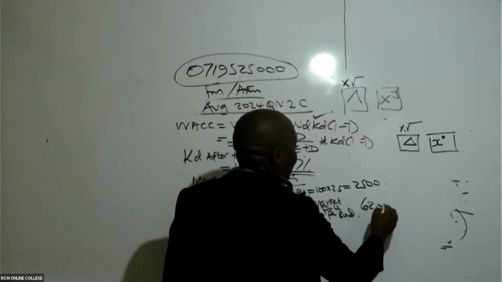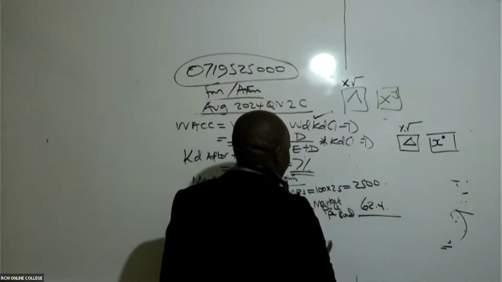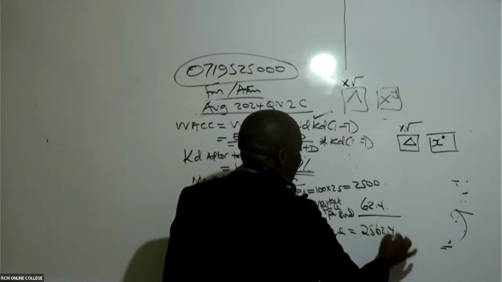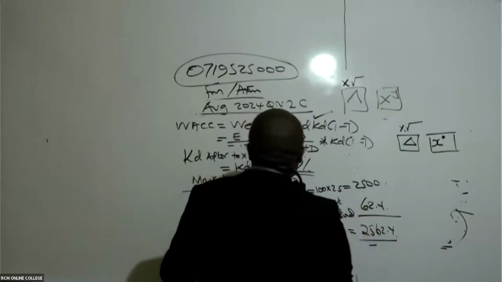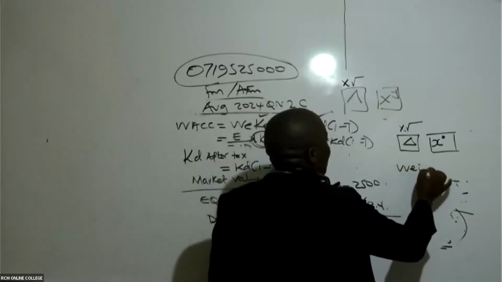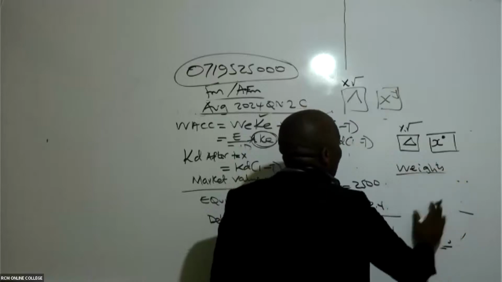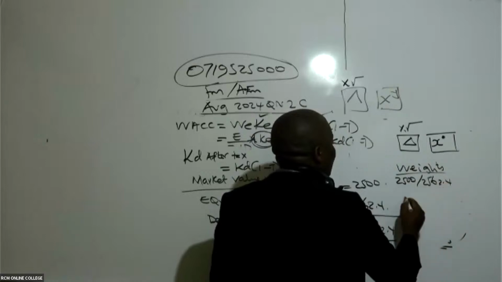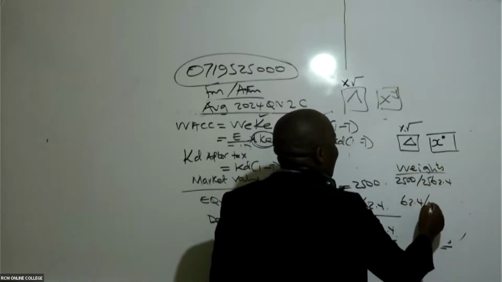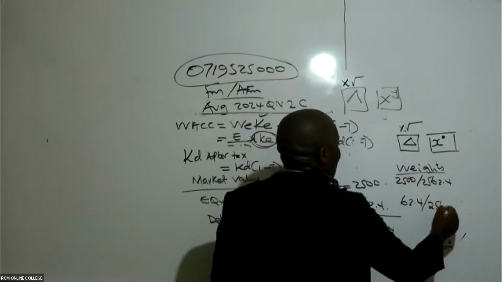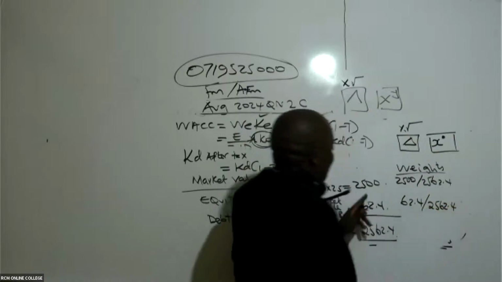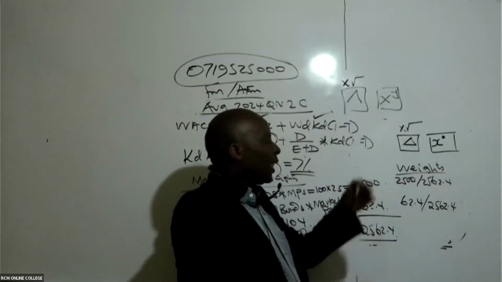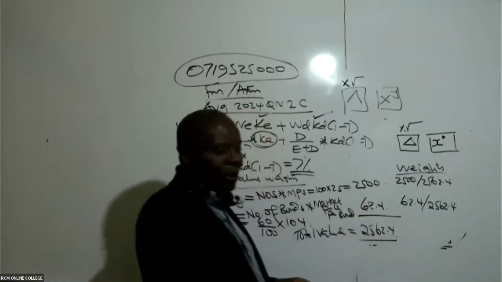Thank you so much. So what is the total value of the company? This will be 2562.4. So in terms of weights, what are we getting here? This will be 2500 divided by 2562.4, and this will be 62.4 divided by 2562.4. So I just want to make this proportion. Please give me 3 or even 4 decimal places for the weights, just like PVs.